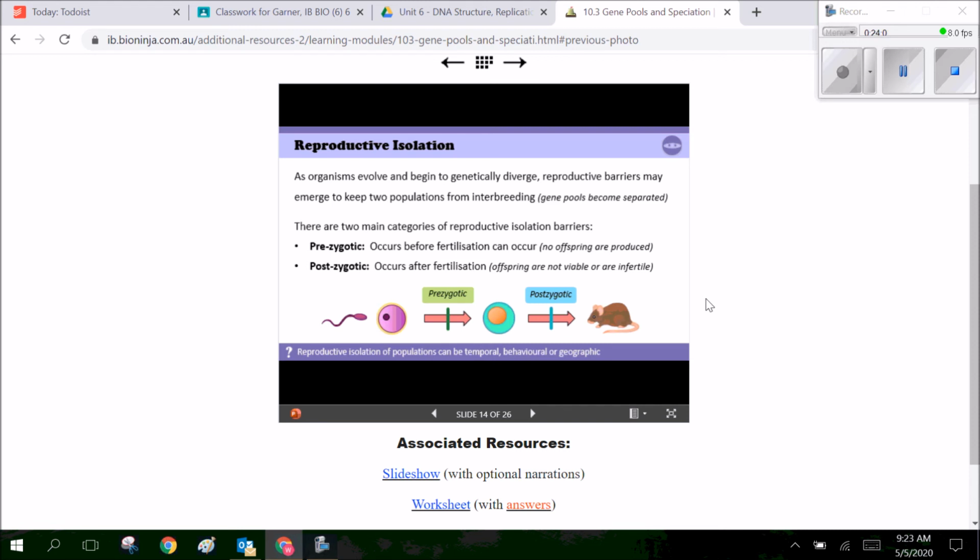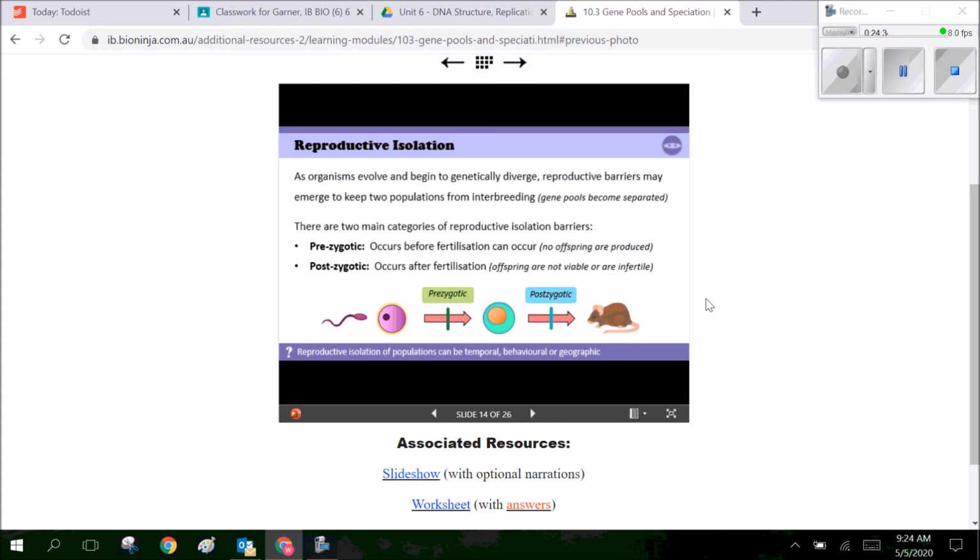Okay, so there are two main categories of reproductive isolation barriers. There's prezygotic and postzygotic. Okay, so prezygotic means before the organisms could even have a sperm and an egg try to fertilize with each other, it's not going to work. Either their reproductive parts don't fit, or if the sperm was even able to enter into the other organism, it's never going to find its way to the egg. Even if it found its way to the egg, there'd be no way they could fuse because genetically they're just too distinct, too different.